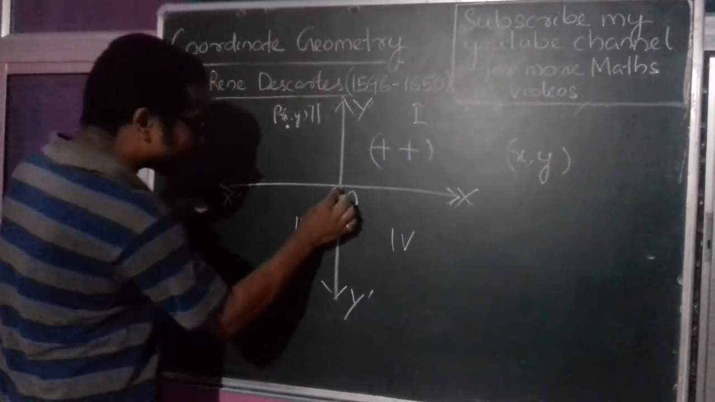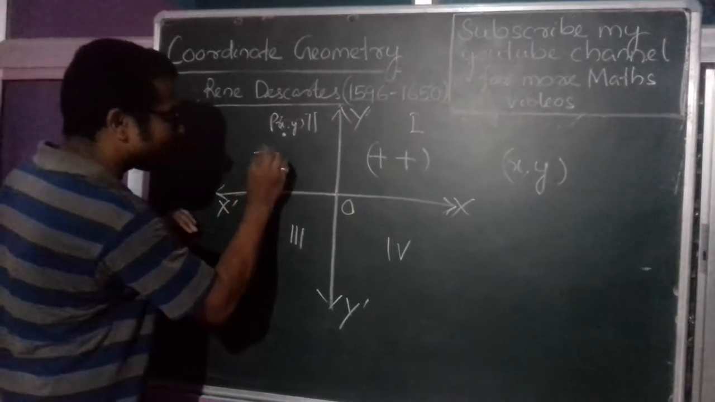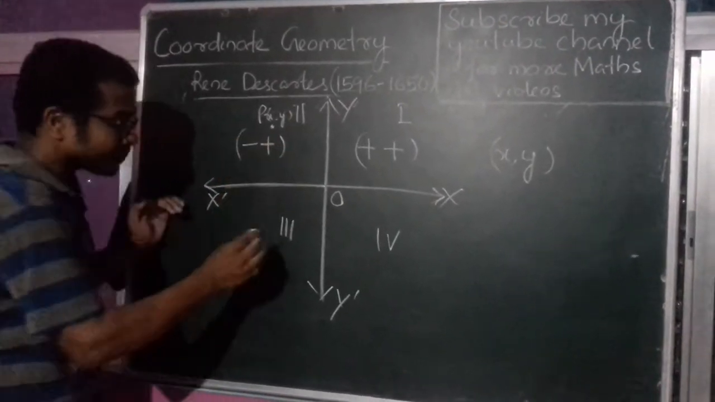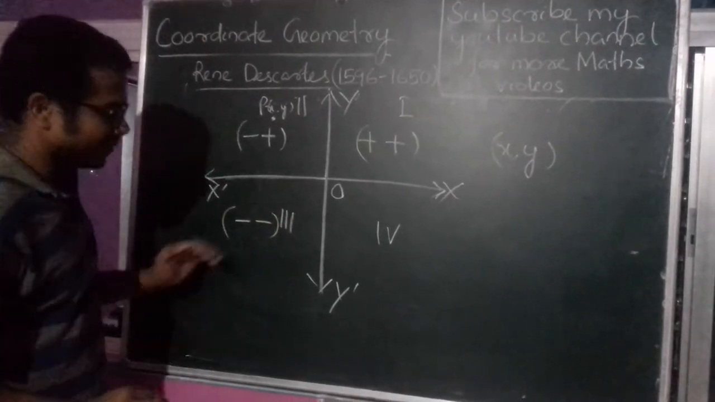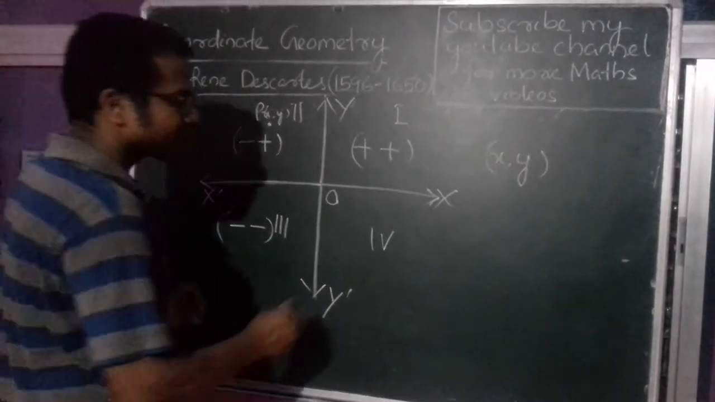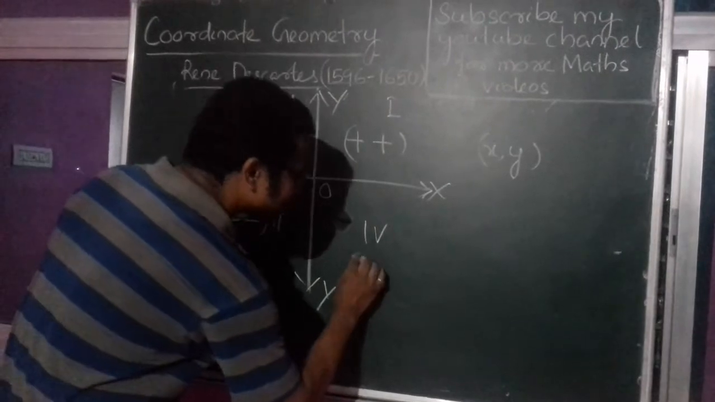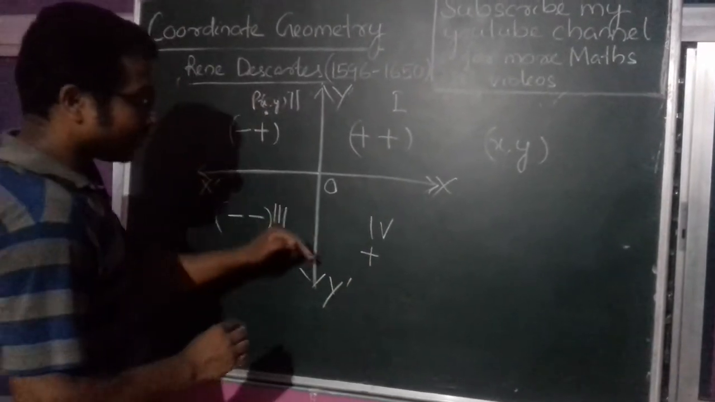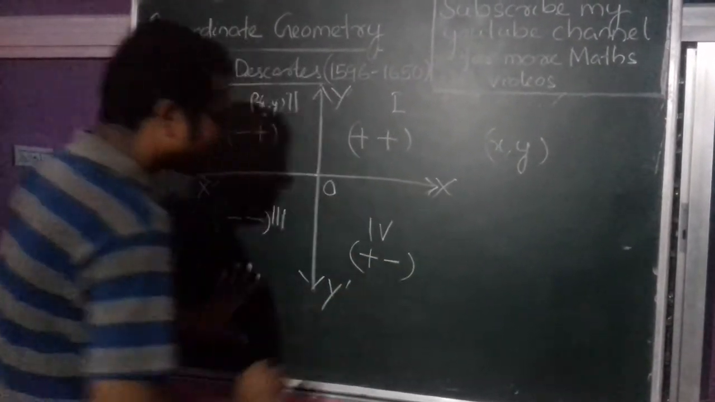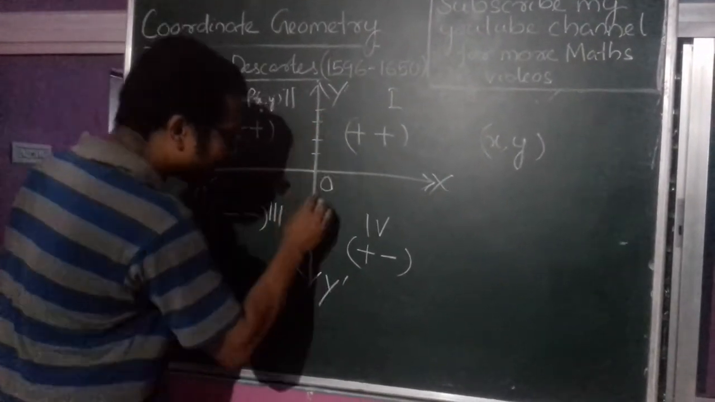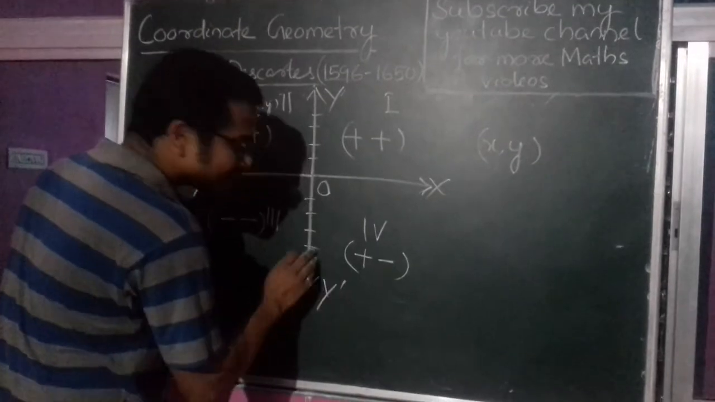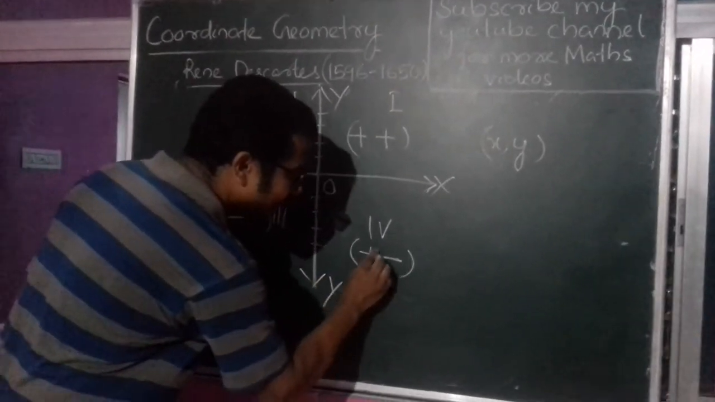Here you see what happens. In the second quadrant, x is negative, y is positive. In the third quadrant what happens? x is negative, y is also negative. In the fourth quadrant what happens? Your x is positive and y is negative, isn't it? Because if you go up, your y is positive. If you go down, your y is negative. That's why y is negative and x is positive.